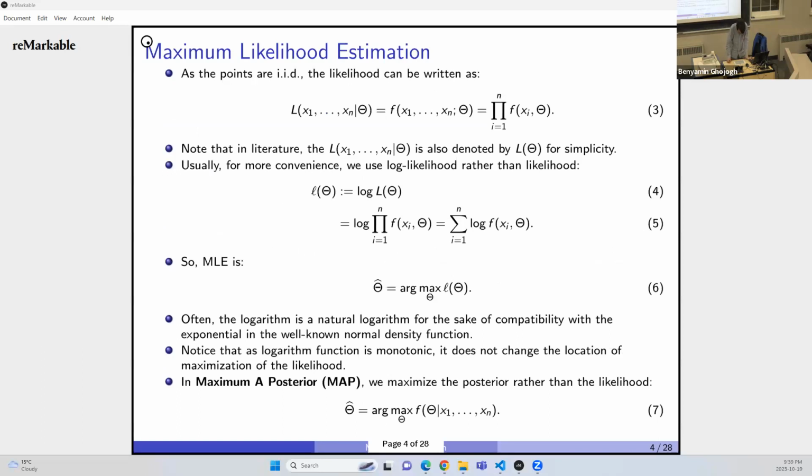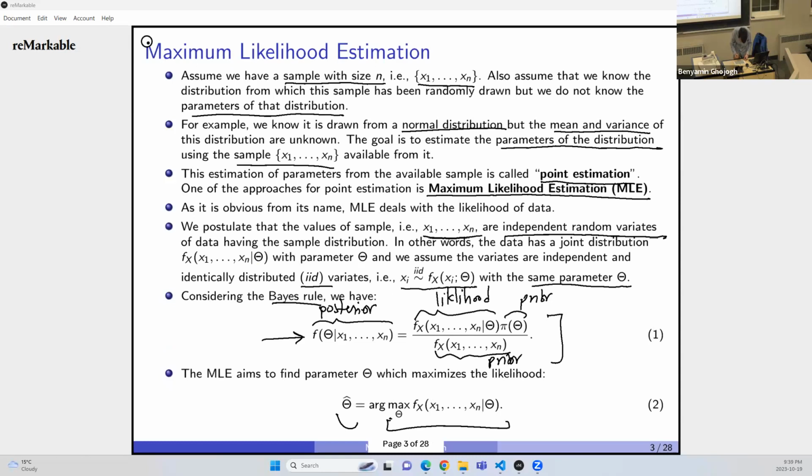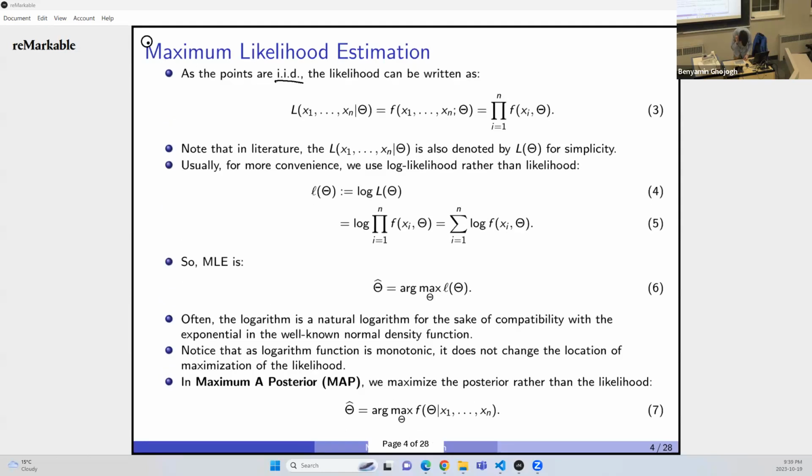So as the points are IID, the likelihood can be written as this. This was the likelihood, right? By the way, there are several ways to write the likelihood. Sometimes they use this line. Sometimes they use this. What does semicolon mean? It means that these are the parameters.